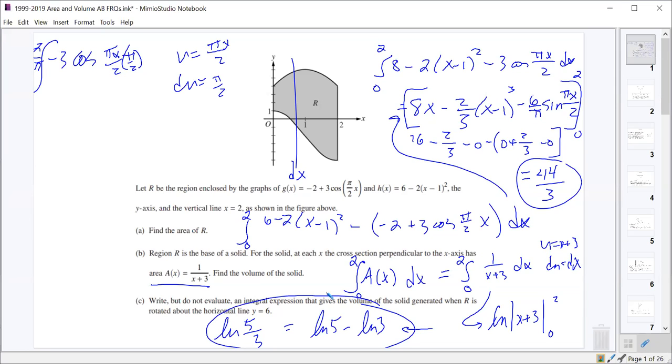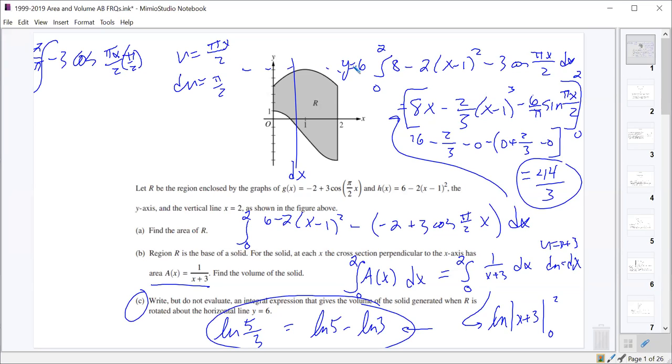All right, what about part C? You'll note that on a non-calculator test, oftentimes they will just ask you to write the expression for the integral, kind of like we did with those last 3 that we just did, but you don't actually have to evaluate. Sometimes they don't always do that, but sometimes they do. So we're going to take this region and revolve it around the line y equals 6.